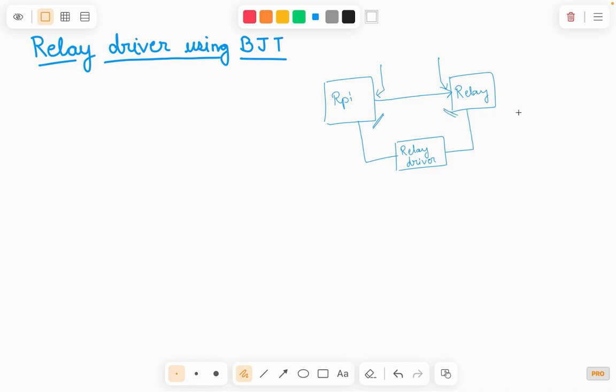But the same circuit can also be used to drive other loads like motors or maybe bigger lamps, right, which have higher current requirements. Now I'll be describing how to design this circuit and what all constraints or parameters we have to keep in mind.